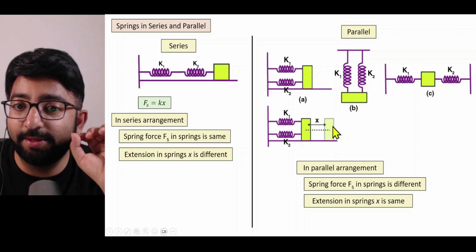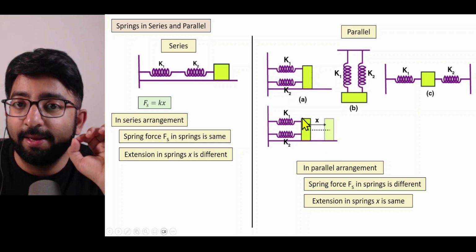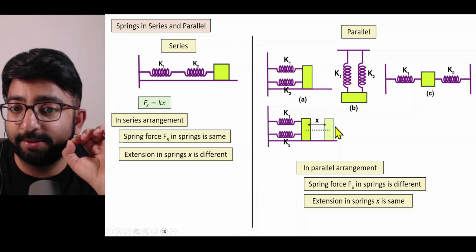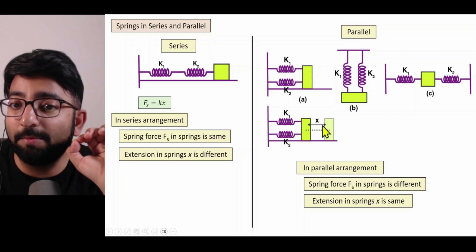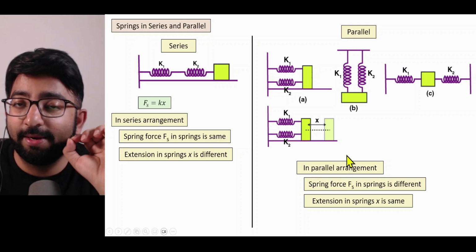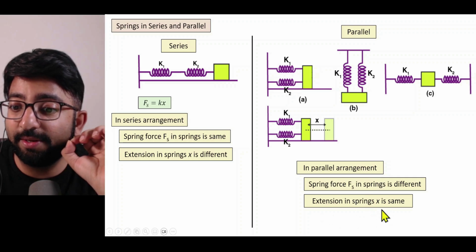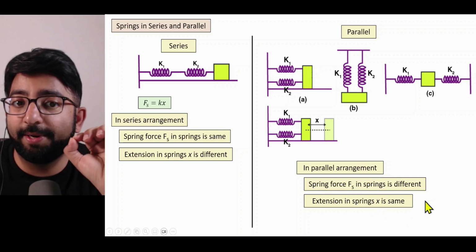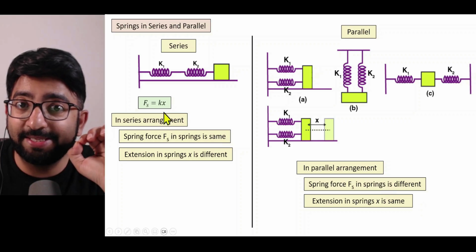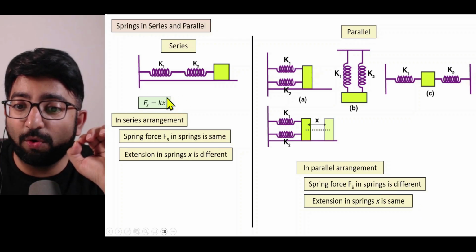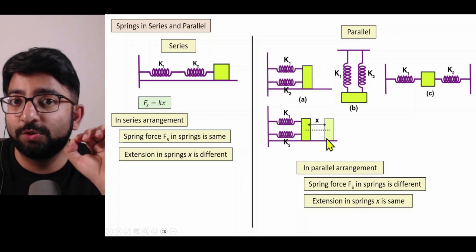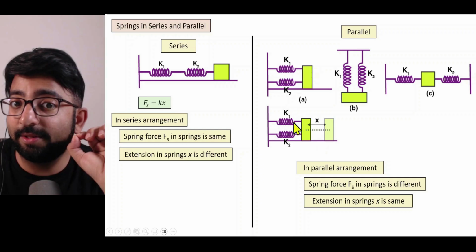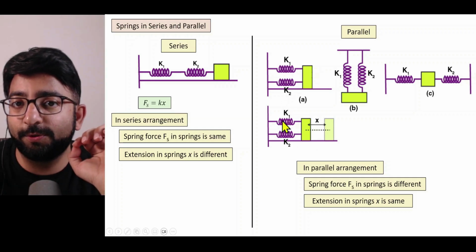Like you can see in this image, if there is a box connected to two springs connected in parallel, if we try to push the box to the right hand side, you can see both the springs are going to be extended by the same amount x. And that is why we say in a parallel arrangement, extension is the same, but the spring force will be different. Because remember, the spring force is k into x. So if x is constant for parallel, the spring force will be directly proportional to k. So stronger the spring, which means higher the value of k, more will be the value of spring force, and vice versa.